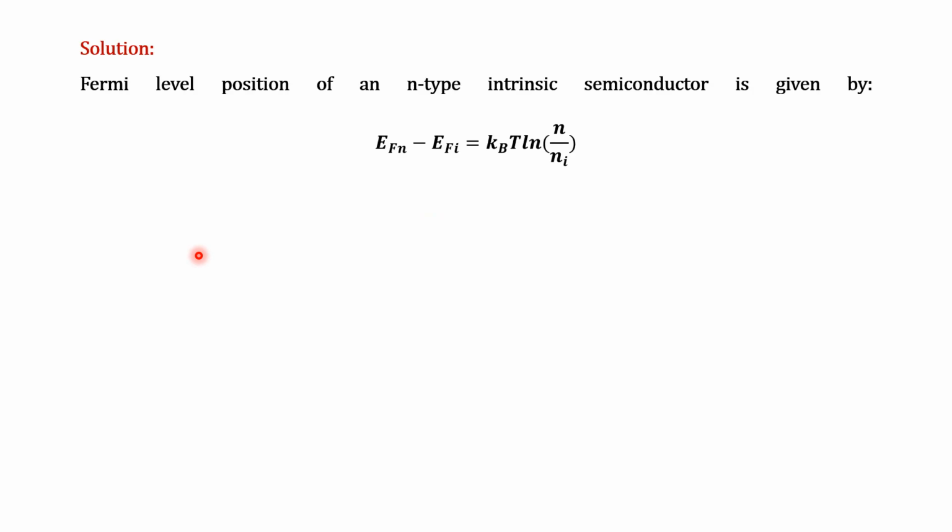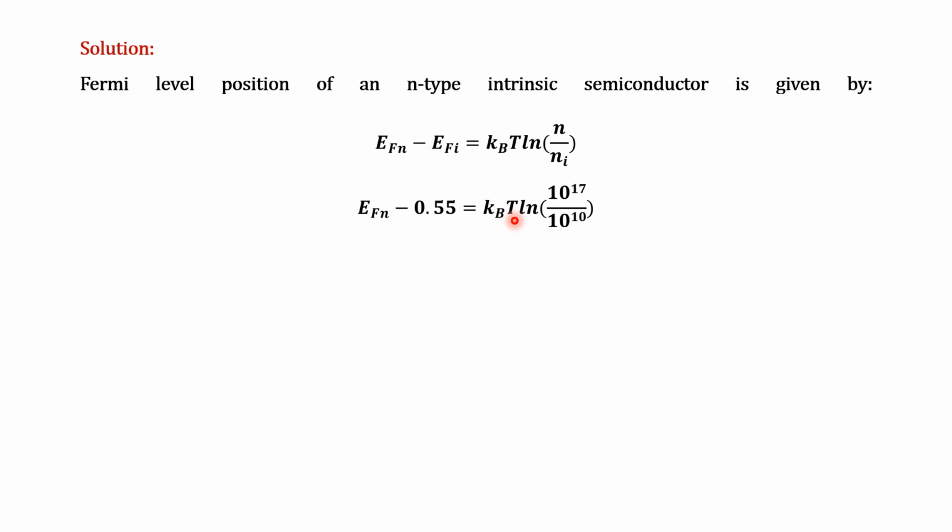So first let us start by finding out the work function of silicon. The Fermi level position of an n-type semiconductor relative to the intrinsic level is given by EFn minus EFi is equal to kB T ln n by ni. Here, EFn is the one that we have to find out, and EFi is given to us as 0.55. kB and T are constants. In case you are substituting all your values in electron volt, please do substitute kB also in electron volt.